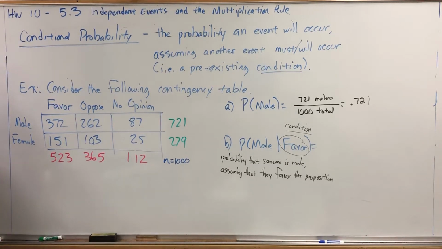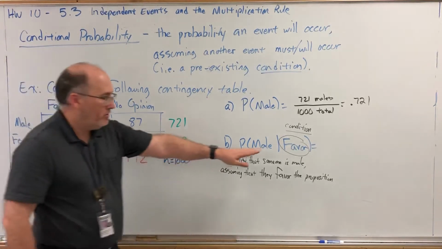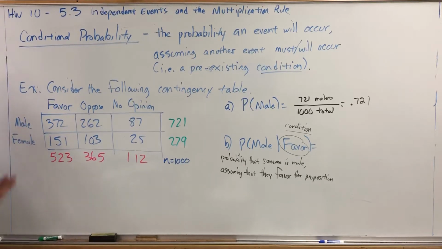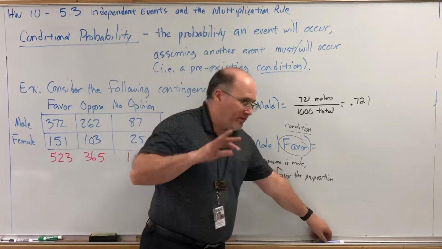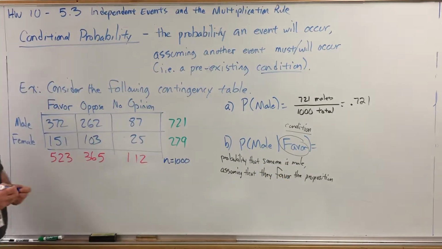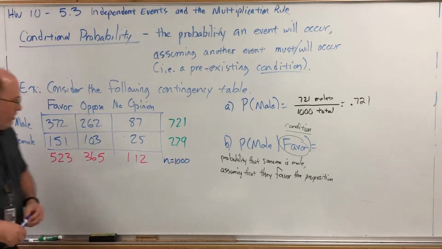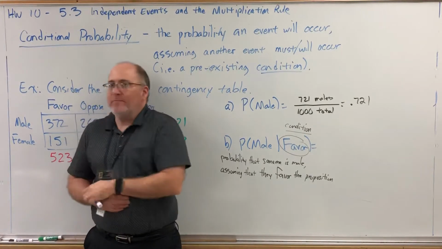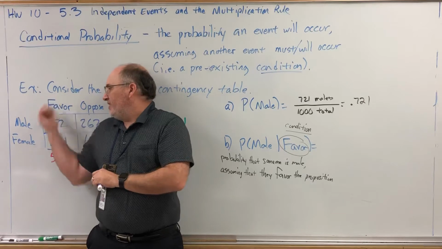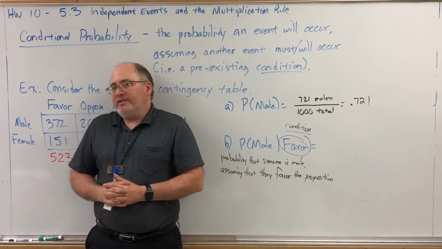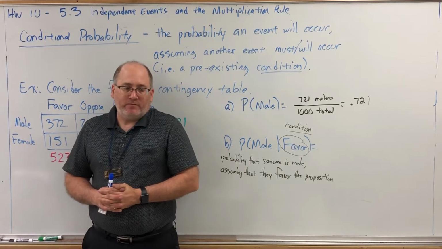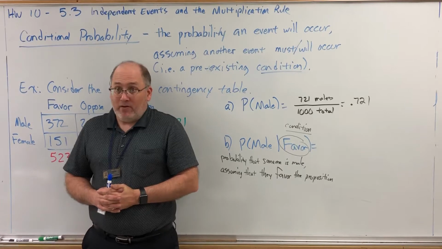Well, we're still going to form a ratio, but when you impose a condition on a probability, you're basically saying, don't look at everybody. Only look at some of them. In terms of sample spaces, what a condition does is limit your sample space. Let's only look at the people who said, we favor this proposition. So in other words, let's cover up the rest of the table and only focus on the first column. Now, under the condition that they said favor, what's the probability that somebody was male? Well, how many people favored the proposition? And out of those, how many were male?